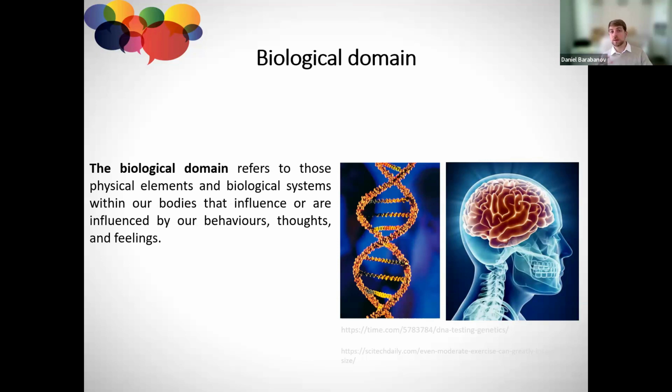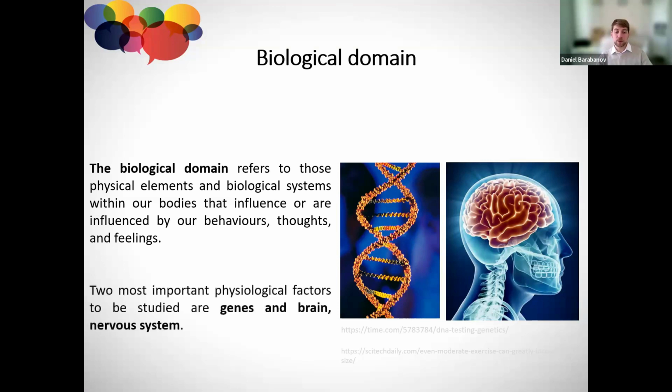And the idea is that we should study those biological factors as the primary factors which influence your personality to understand psychological variables, for example, personality traits we discussed in the dispositional domain. So the two most important areas of research here in the biological domain are genes and the brain and nervous system. In this lecture, we will focus on genetical factors, and in the next lecture, we will talk about the nervous system and physiological theories of personality.